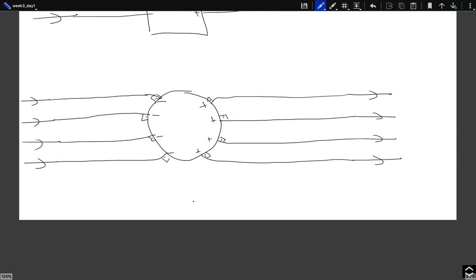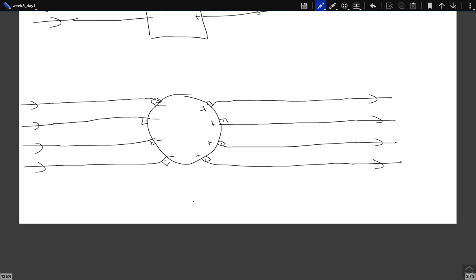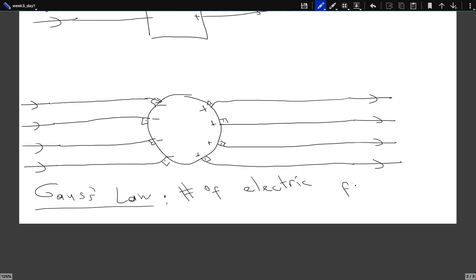Well, let me just write one more thing. We will pick up on Thursday. Here I have been using another law, Gauss's law, which, at least in the terminology that we have used, basically states that the number of electric field lines is constant in regions of no electric charge.